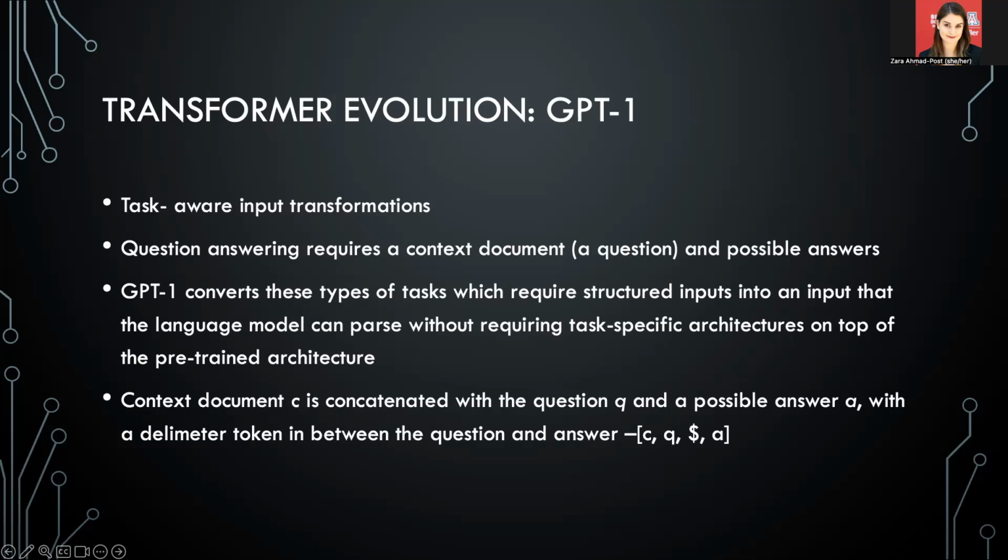next token prediction. And so it wanted to do task-aware input transformations. And so question answering is going to require a document. And the document in NLP land, we call the question a document. And then the set of documents that it can match with are called the queries. So basically you have a question and a bunch of answers that you can have. And then GPT-1 kind of converted that task into a different task. So it converted it into structured inputs that the language model can then parse without requiring that task specific setup, right?